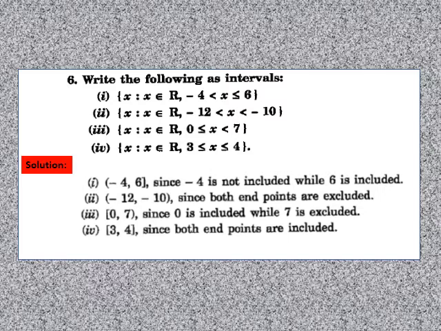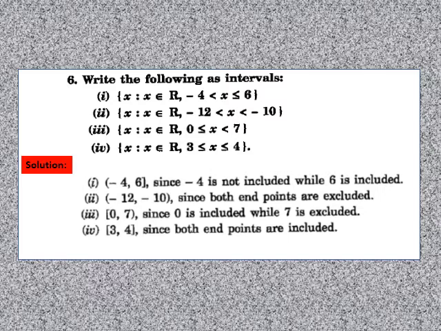Second, we have minus 12 less than x less than minus 10. It means both minus 12 and minus 10 are not included. Not included means open. So this will be open interval minus 12 comma minus 10. Remember the brackets. Open means small bracket, closed means square bracket.